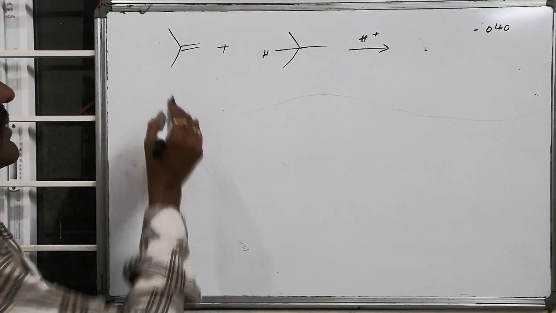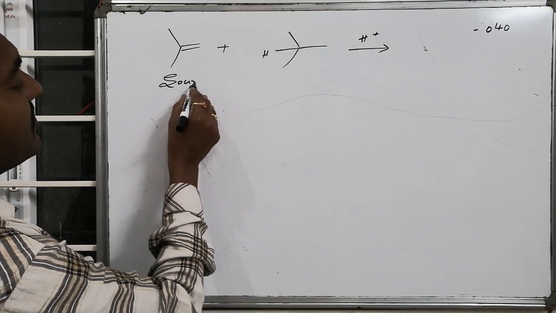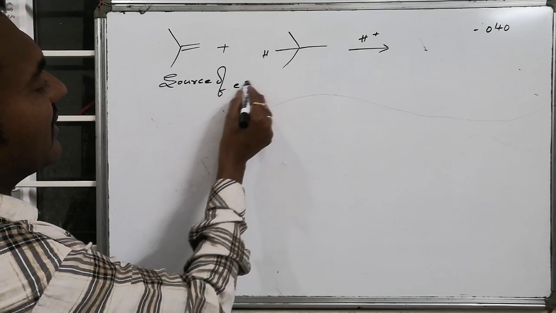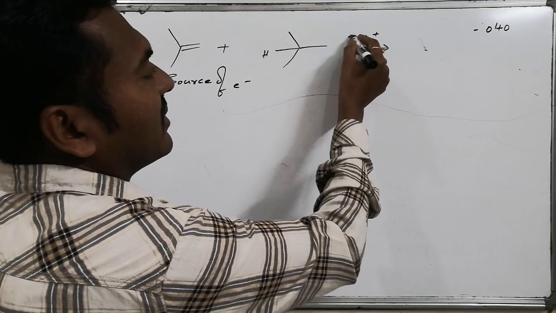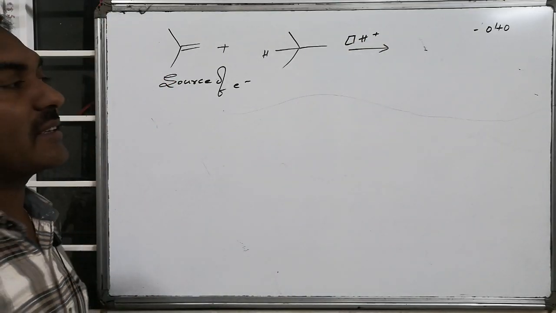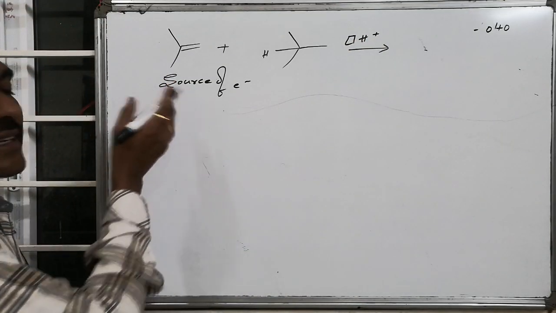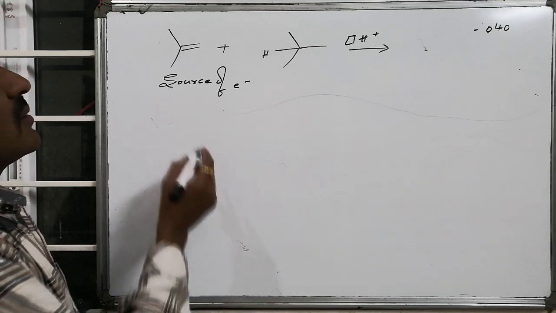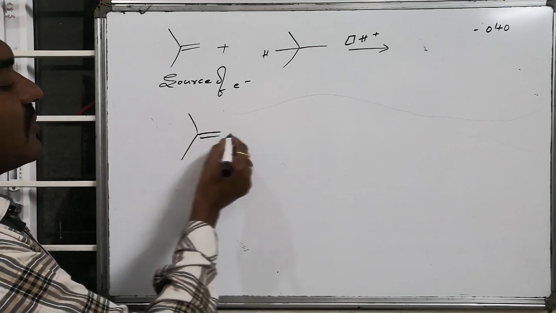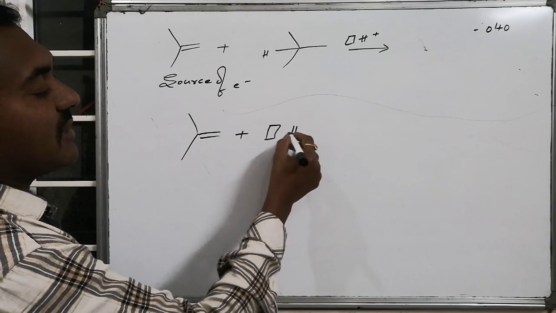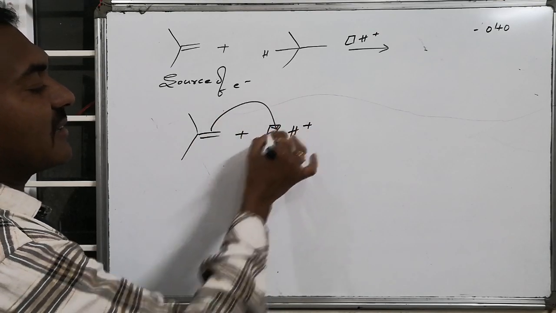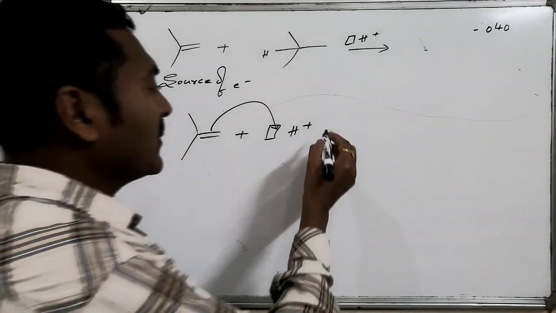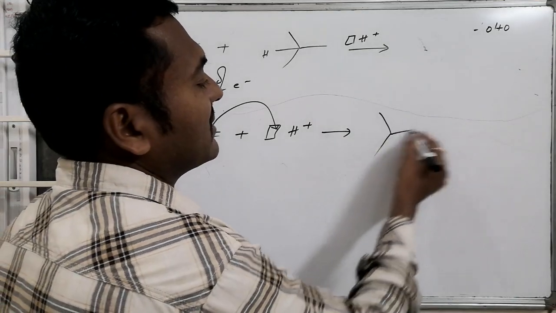Here the alkene is acting as a source of electrons, whereas this is an electron deficient species. Proton is acting as an electrophile. This is acting as a source of electrons, and this is deficient of electrons. So whenever H+ comes closer to the alkene system, the alkene donates its electron density in such a way that it will generate the stablest cation.